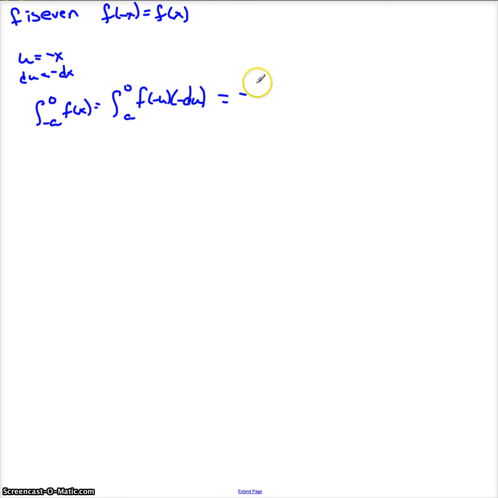So this is minus the integral from a to 0 of, now f of u is the same thing as f of minus u. Now let me use this to flip my integrand here. So this is the integral from 0 to a of f of u du, which is the same thing as the integral from 0 to a of f of x dx. Let me make my f a little bigger here. So the integral from minus a to 0 of f of x is equal to the integral from 0 to a of f of x.